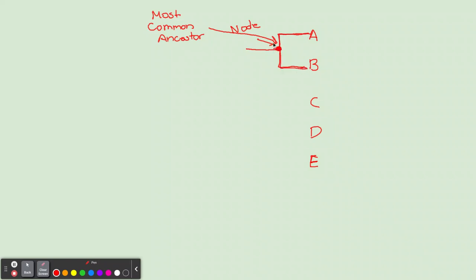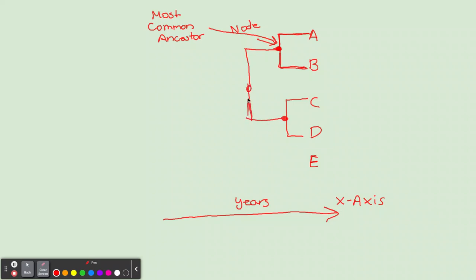Now, on phylogenetic trees, sometimes you see the years. And the years will go this way. So we go like this. We'll call that the years. And we'll call that the x-axis too. Now, if we continue this, let's say that over here, C and D, right, they shared a common ancestor right here. And then over here, creating more of the tree, there's another node. We'll call that node 1. We'll call that node 2, and this is node 3.